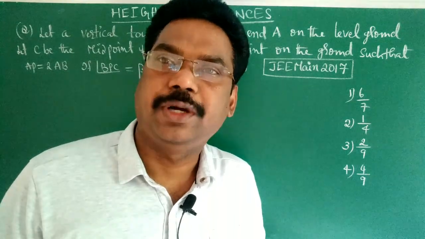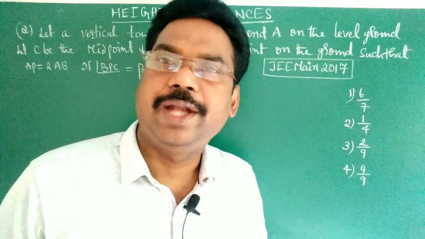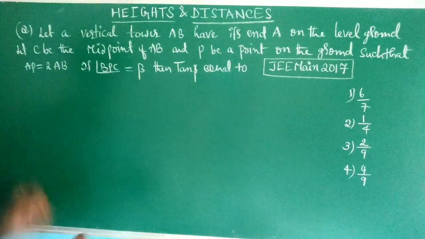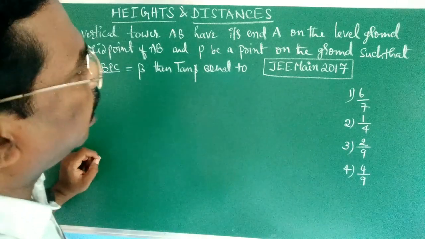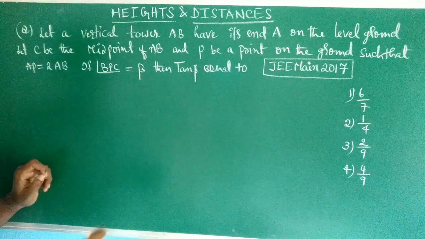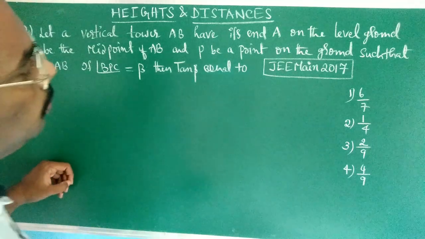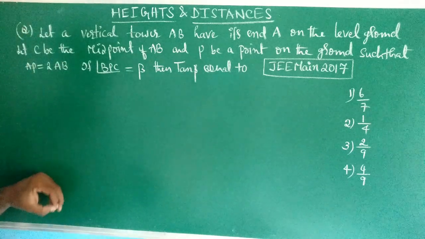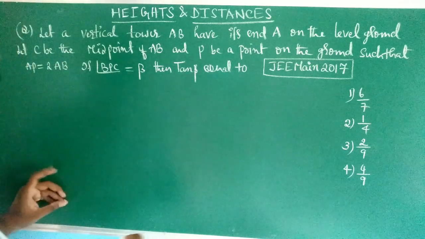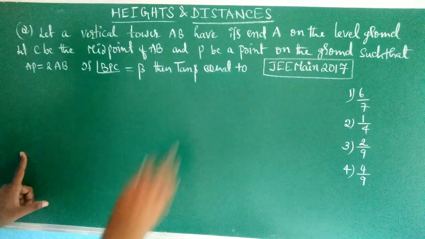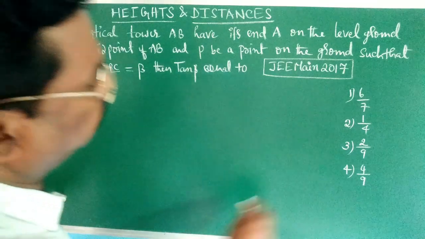Now I am going on. Topic is heights and distances. Now our question is, let a vertical tower AB have its end A on the level ground. Let C be the midpoint of AB and P be a point on the ground such that AP is equal to 2AB. And also, if angle BPC is equal to beta, then tan beta is equal to.